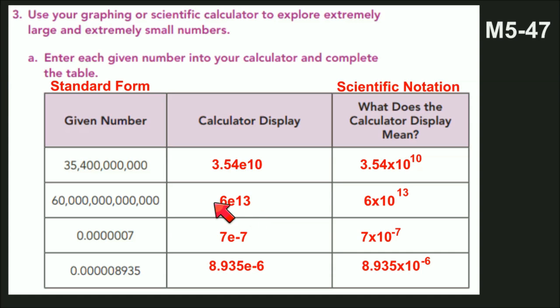So if we look at our second value, it was 6E13, which is 6 times 10 to the 13th power. 7E negative 7 is 7 times 10 to the negative 7th power. Remember, again, our exponent or our characteristic can be negative. That's totally fine. And then finally, we had 8 and 935 10,000ths E negative 6, and that gave us our same decimal times 10 to the negative 6th power. So let's look at our questions down below our table.